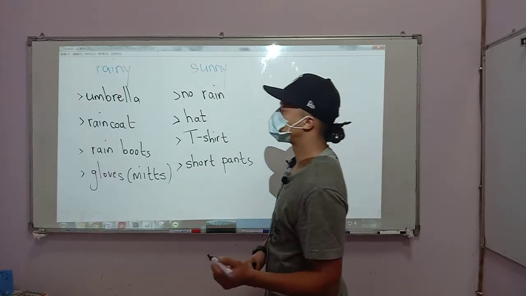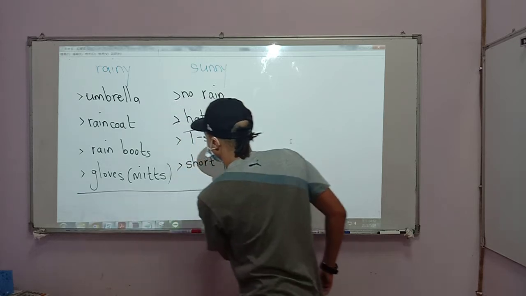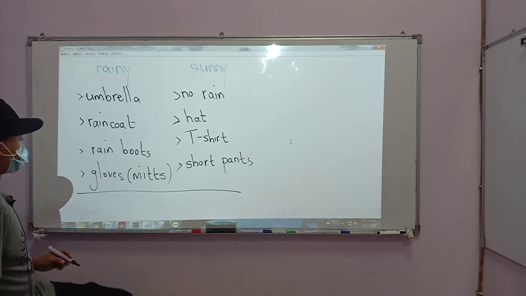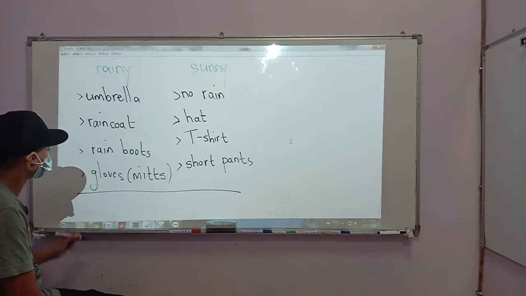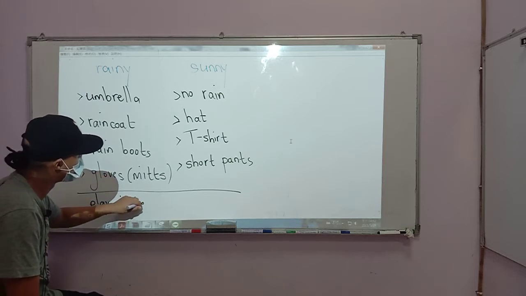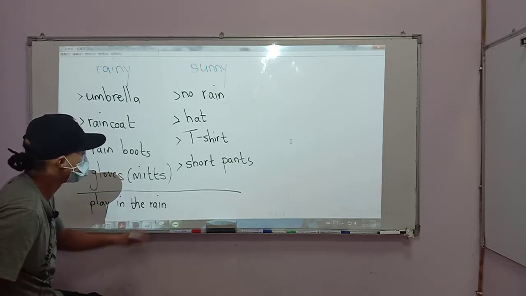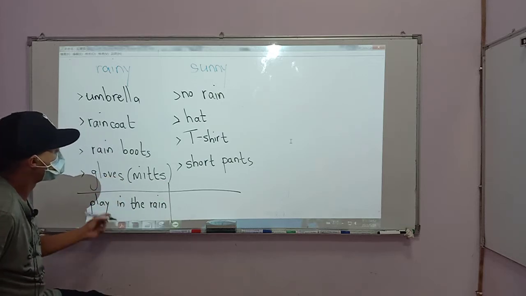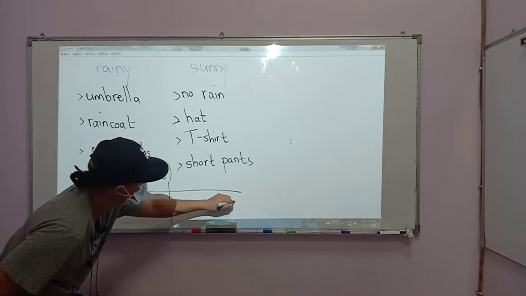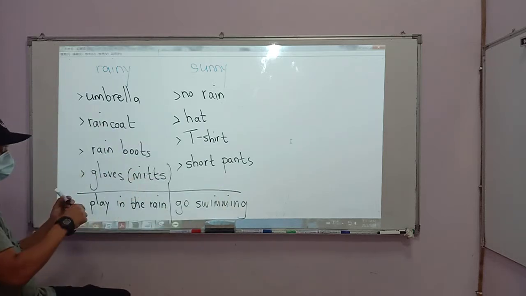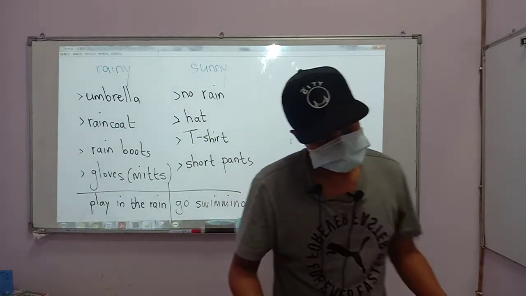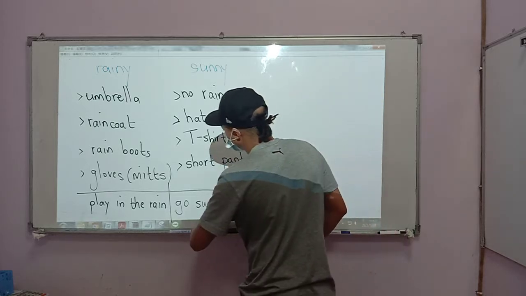What about some of the things we can do? In the rainy weather, what are some things you can do? I don't know, some people might want to play in the rain. And for sunny weather, some people might want to go swimming. Okay, so let's continue and have a look at the vocabulary for weather.